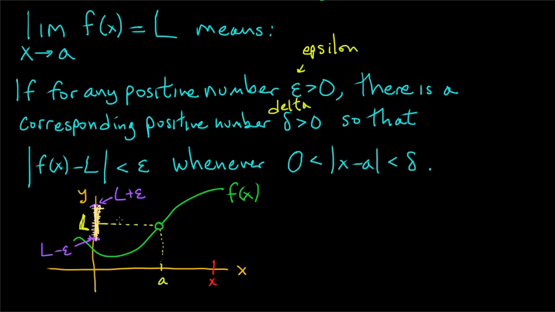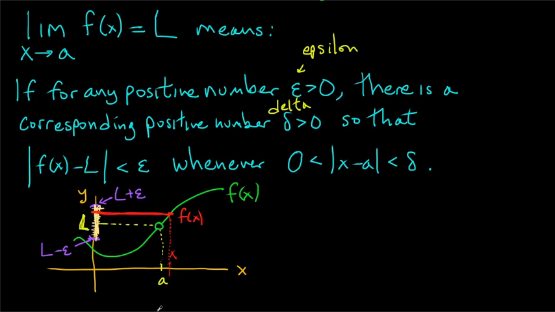So I need to pick an x that's even closer, right? Let's say I pick x to be over here. That's even closer. That's pretty close to A. Is that close enough? Well, where's my f of x? My f of x is right about here. That's the y-coordinate, and let's see, is it within that band? Just barely, but yes, it is. So that x is close enough.